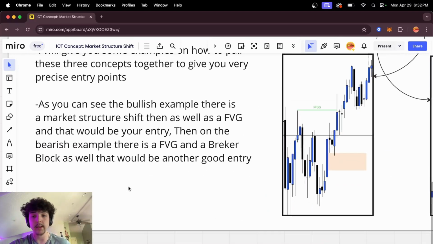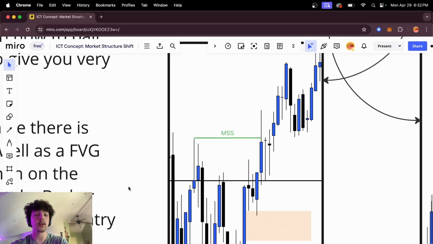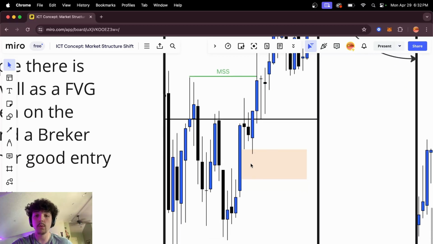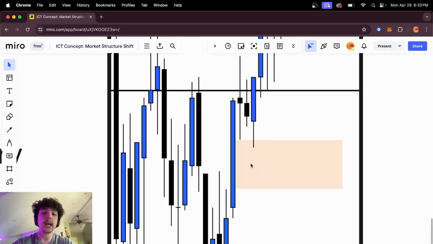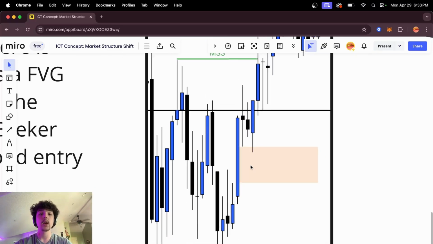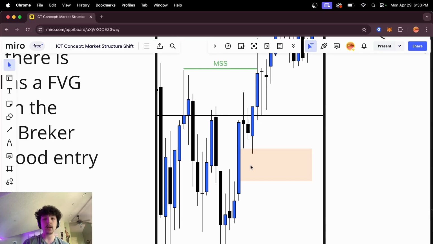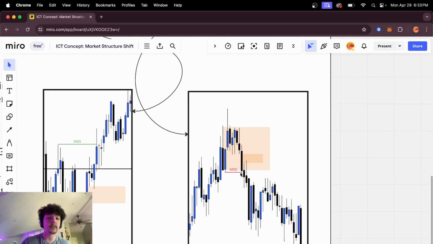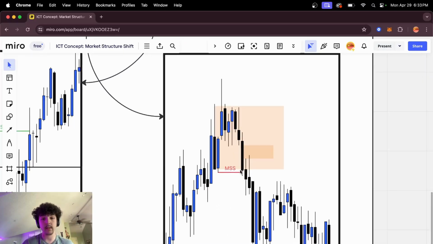bullish example right here. Okay, now look at this. Look at what price is doing right here. You have a bullish market structure shift, right? Because it's the last swing high. Okay, so a bullish market structure shift. Oh, what is this? Hold on. Oh, yeah, that's a fair value gap. It's trading into that fair value gap. So you have a market structure shift, and then it trades back into a fair value gap. Boom, entry point right here. This I would say is an even better entry point in this zone right here.